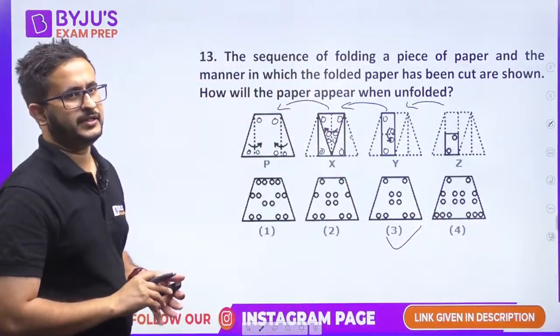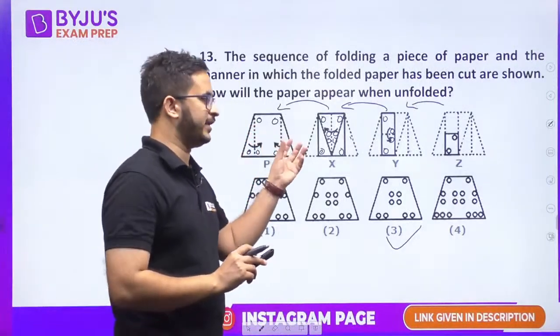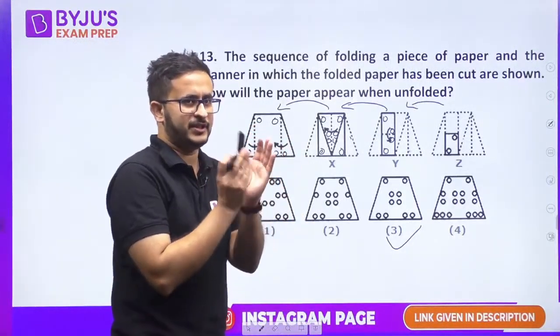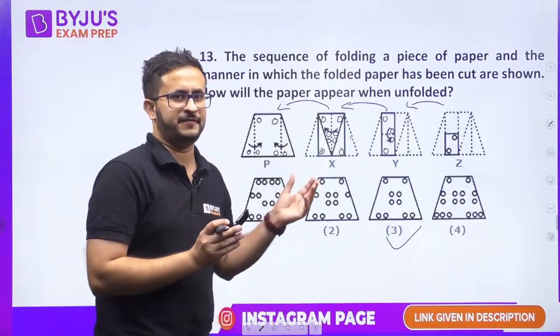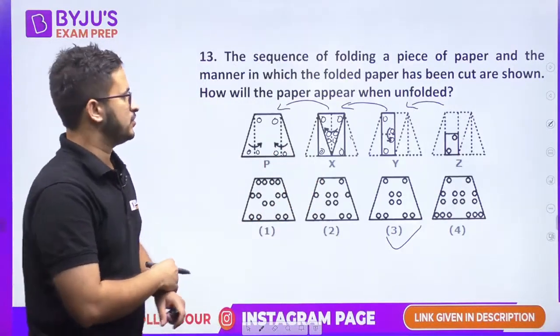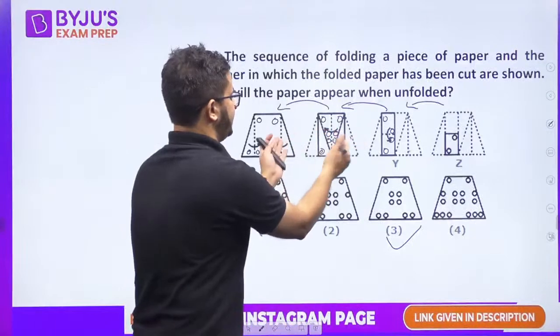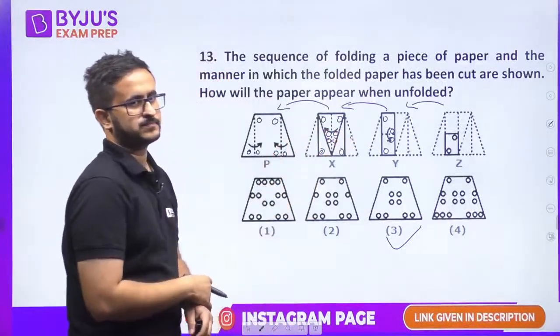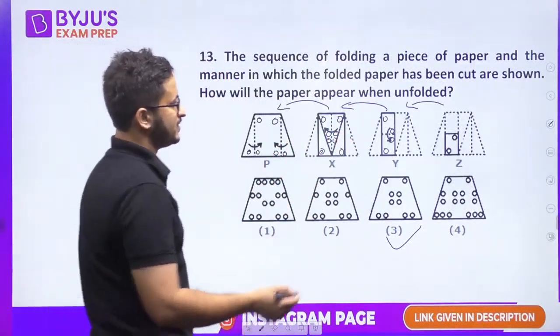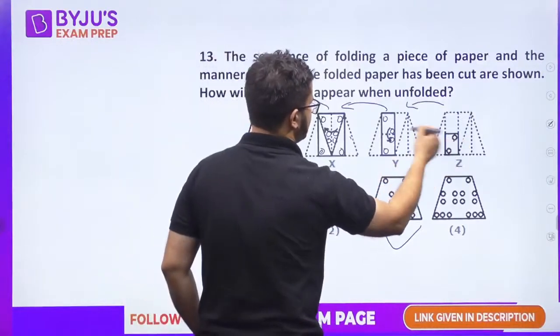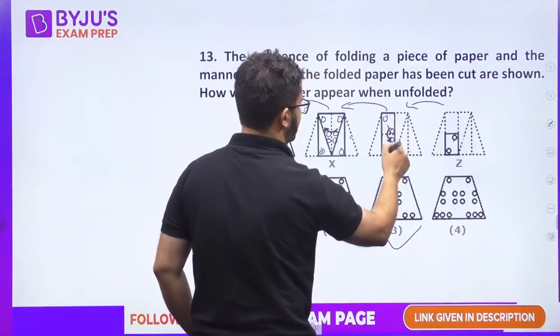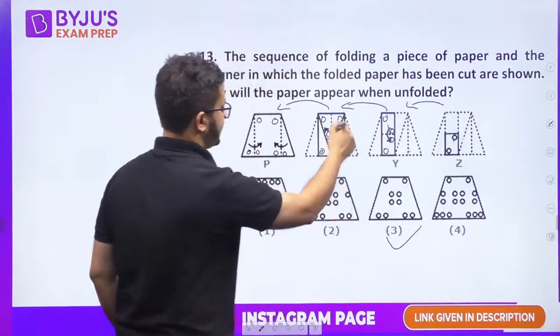Okay, so in this folding and unfolding, you have to see that if it was in the overlapping region, then only it will be reflected. Okay, so if it was not in the overlapping region, it will not get reflected outside. Like here, this was in the overlapping region, so both of them get reflected. These 4 were in the overlapping region, so all 4 got reflected.